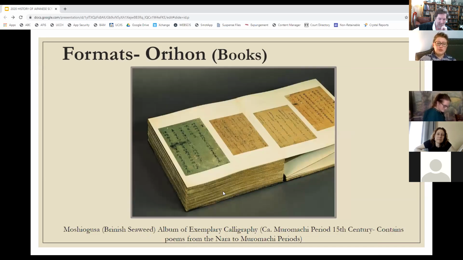And this is a beautiful example of various calligraphy that somebody just said, I'm going to keep this. But this contains poems from the Nara to the Muromachi period. So they were very extensive in their collection. They didn't want to share with anybody, I'm sure.